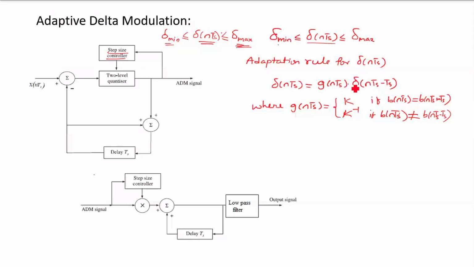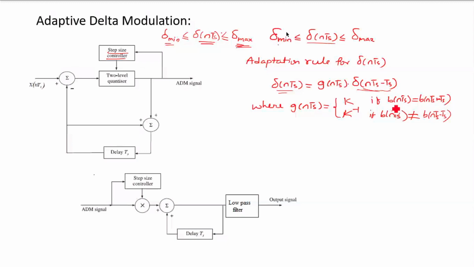Now, based on the past value of delta of n into ts, you have to vary the delta of n into ts, right? How to vary? How to get this g of n into ts? G of n into ts will be scaled. I mean, this delta of n into ts minus ts will be scaled by k if b of n into ts is b of n into ts minus ts.